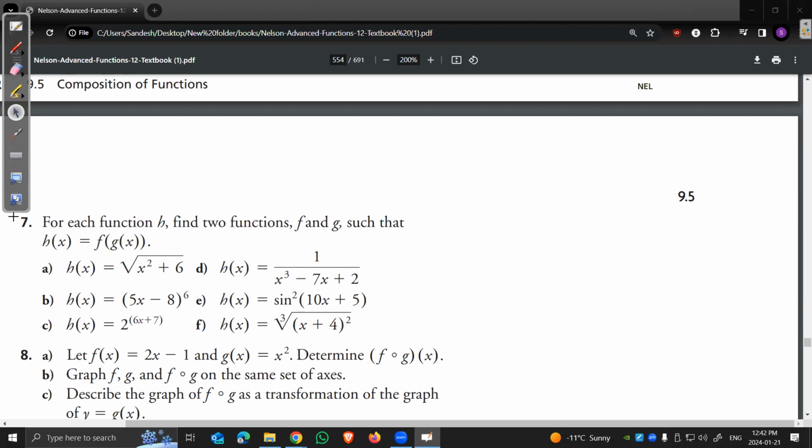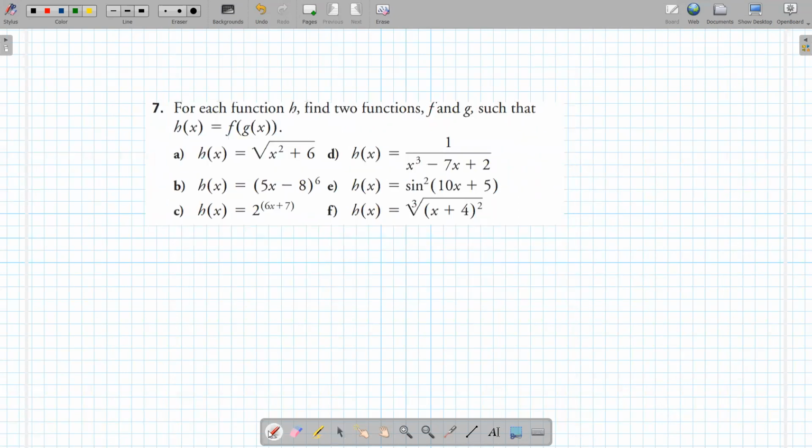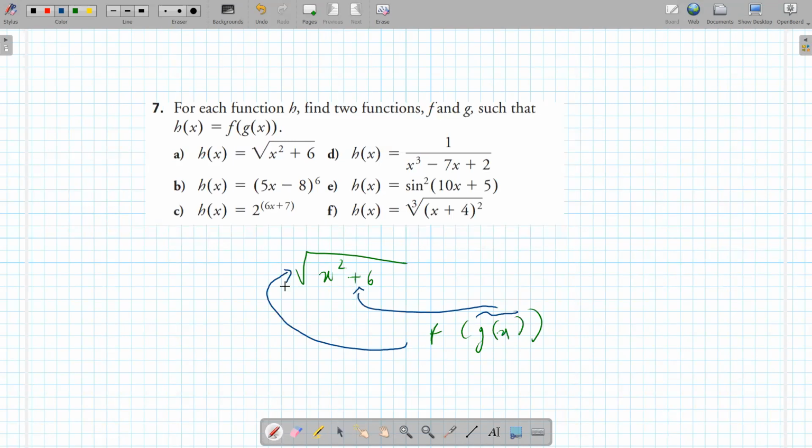This next one is pretty fun, I think. It says come up with two functions. Again, you want to think of this as the inside and the outside. For the first one, it's square root of x squared plus 6. This is the combined function. We're trying to find f of g of x. g of x is always going to be the inner part, and f is going to be the outer part. So for a, what's f and what's g?